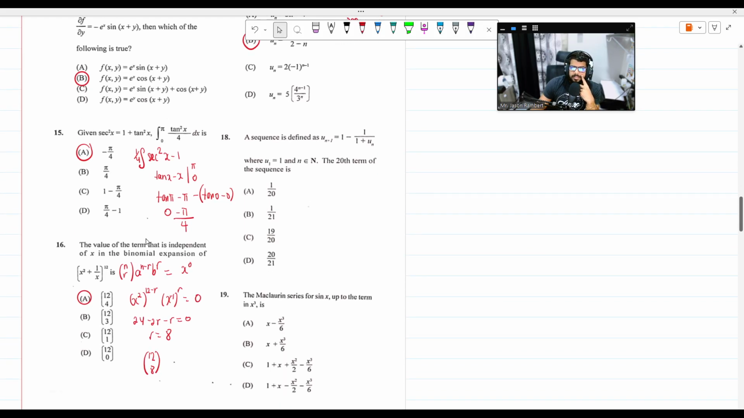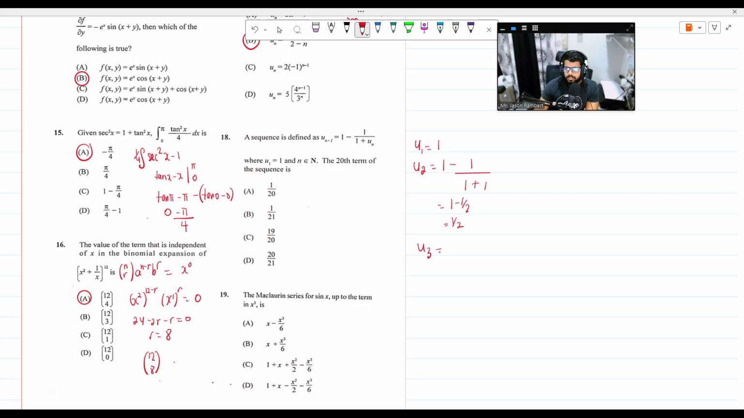Our sequence is defined as u sub n plus 1 is equal to 1 minus 1 over u sub n, where u1 is 1 and n is a natural number. The 20th term of the sequence is, well, we had to check and see what u1, u2, u3, and so on is, see if we get AP or GP, and then calculate the 20th term, right? So say that u1 is just 1. So u2 is 1 take away 1 over u1, which is 1 minus 1, which is a half.